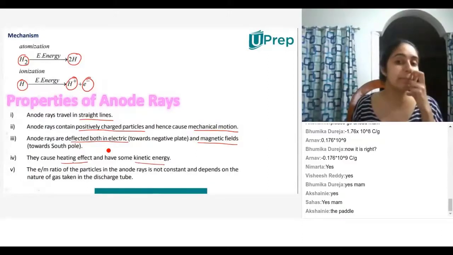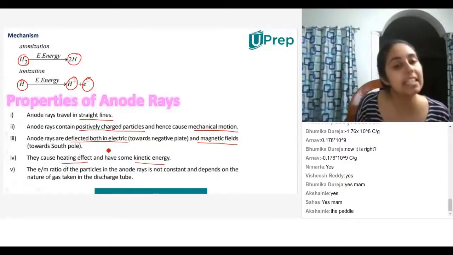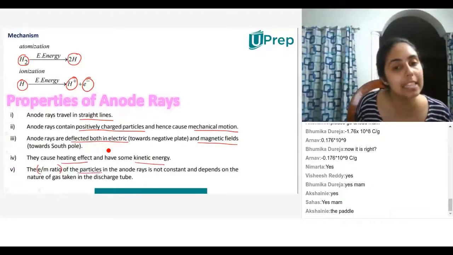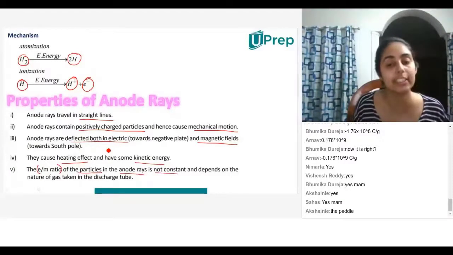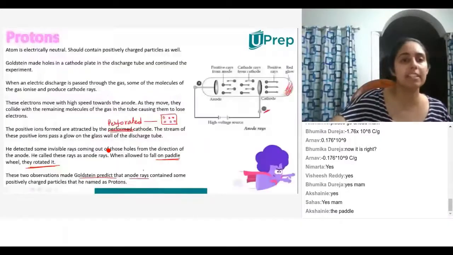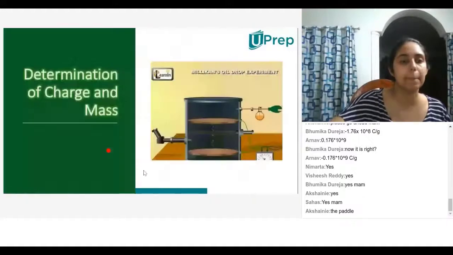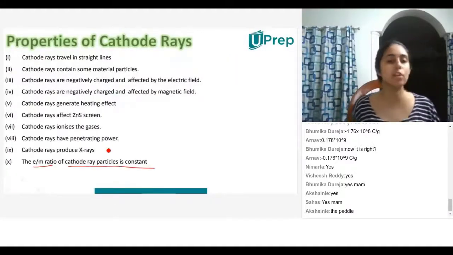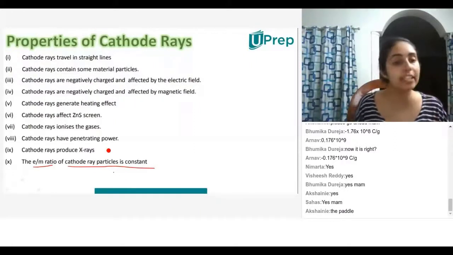The only major difference is the e/m ratio. Remember you calculated the e/m ratio. What is the e/m ratio? Charge by mass. The charge by mass ratio of particles in the anode rays is not constant. In cathode rays, it is always constant. So remember we studied this: the e/m ratio of a cathode ray particle is always constant. You calculated this, you got the answer, and that ratio is always constant. It will never change for cathode rays.